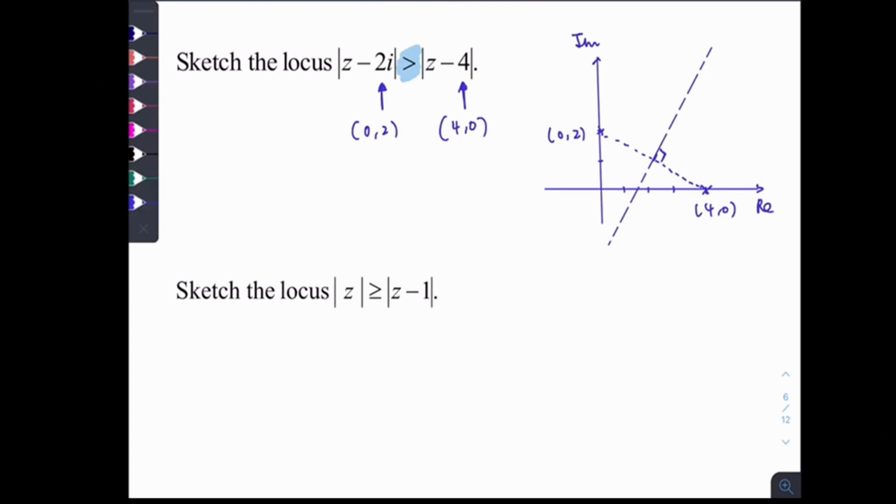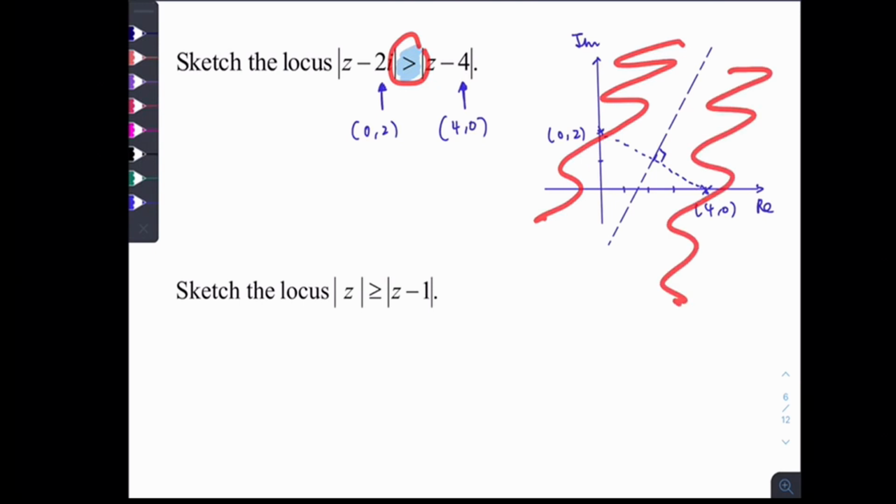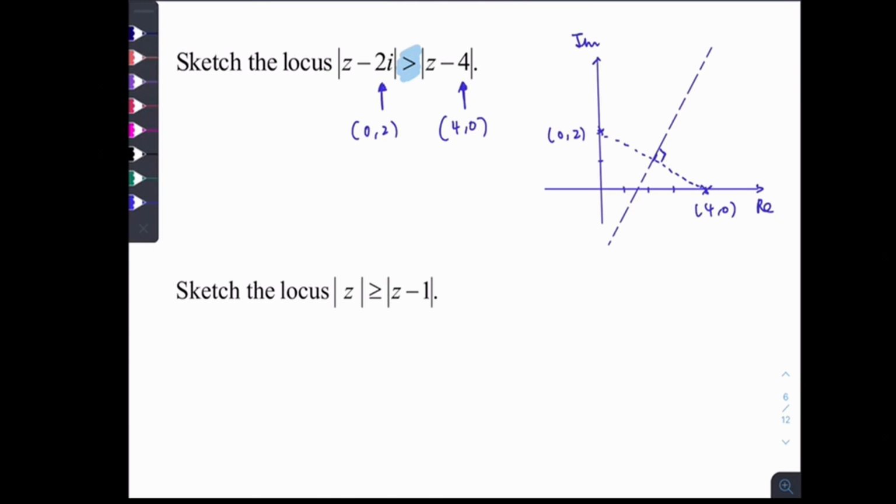Since it's an inequality, we have to either shade the left hand side or the right hand side. What to do is, I suggest you put a Z at the left hand side and a Z at the right hand side. This Z point, you can put at any place at the left hand side or the right hand side. Then what to do with this Z? According to the inequality here, they want the distance between Z and the point 2i more than the distance between Z and the point 4.